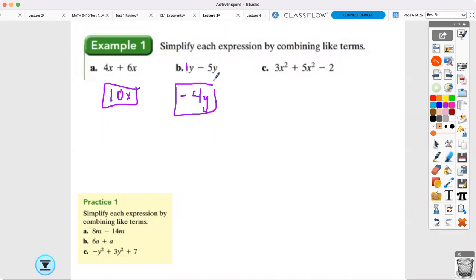And then we have C. 3x squared plus 5x squared minus 2. There's 3 terms there. Can anyone tell me which terms we can combine? Can we combine all of them? What do you think? We can combine the 3x squared and the 5x squared. Excellent. That is correct. We can combine both 3x squared and 5x squared because they both have the same variable factor. So 3 plus 5 gives us 8x squared. Notice how we only combine the numbers, the 3 and the 5.